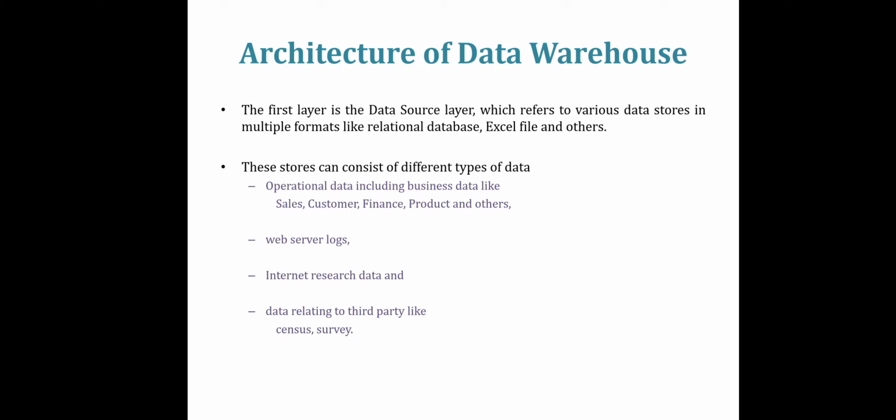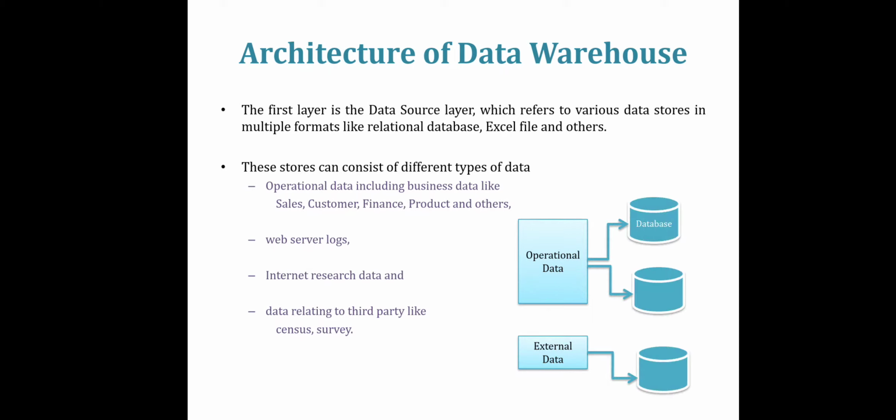So in this data source, we can have our operational data and then external data. These are nothing but the operational systems we are using to manage storage in multiple formats. With this operational data, we can have databases. There can be relational databases, Excel files, or other kinds of databases, also called external databases, which we are collecting from a third party like a survey or census. So these are the first layer of the architecture that is called the data source layer or data source view.